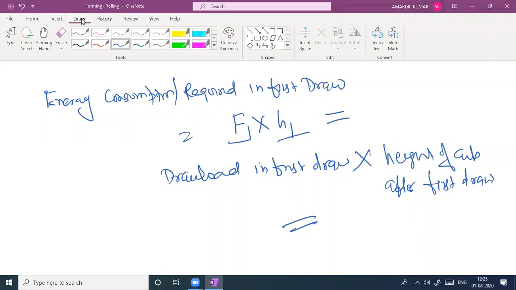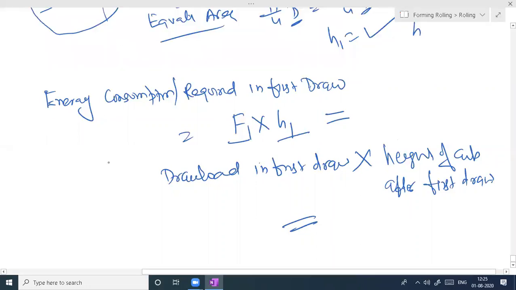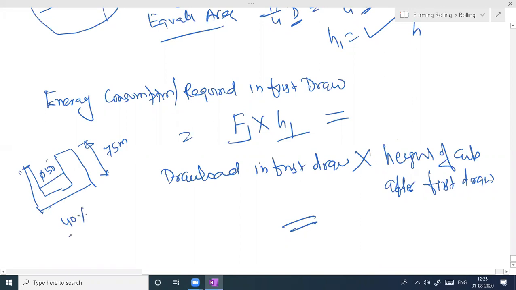My problem selection is very wise. I choose the problem. They are saying we have to make a cup. This diameter is 50, and this height is 75. We have to make this. But again, they are saying that a reduction of 40% is only possible.